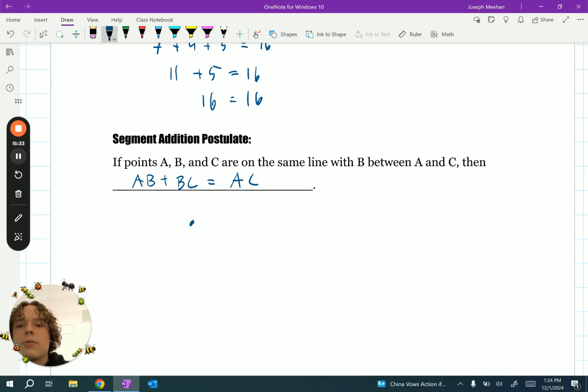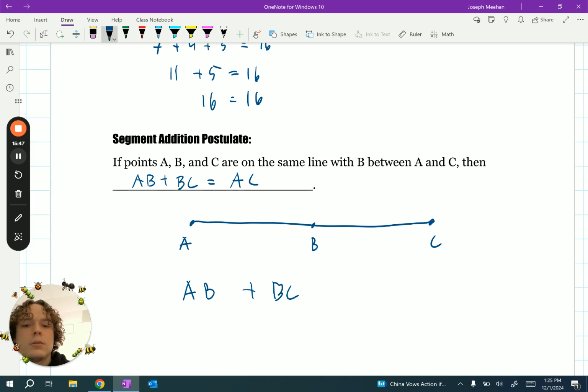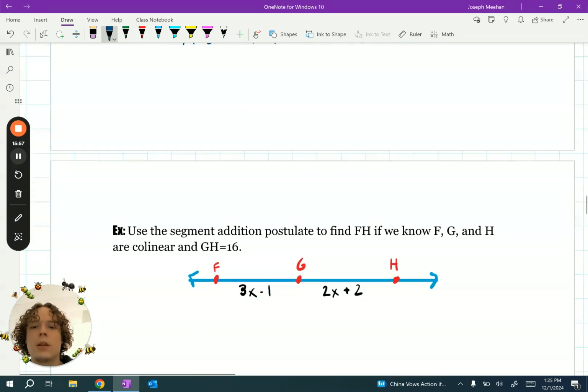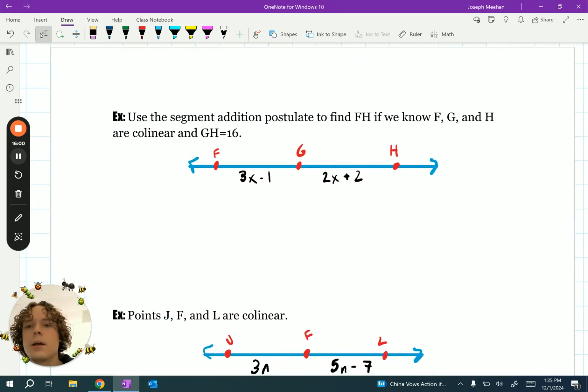Makes sense, right? It's kind of like if we have a line right here, or let's say a line segment, right? We have point A, point B, and point C, right? Then it makes it pretty obvious to say AB plus BC equals AC. The two smaller segments make up the larger segment. That's all that's saying. And we can use this in a lot of different problems, which I think is what we're about to do.